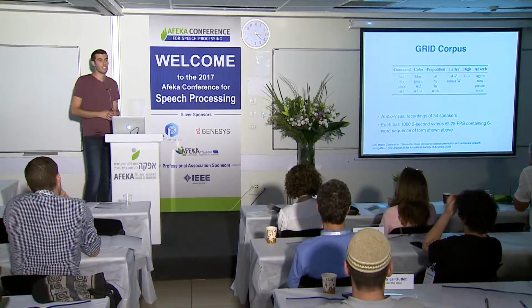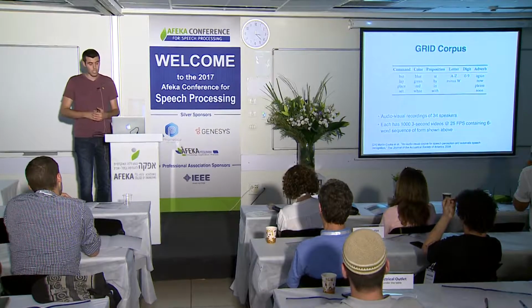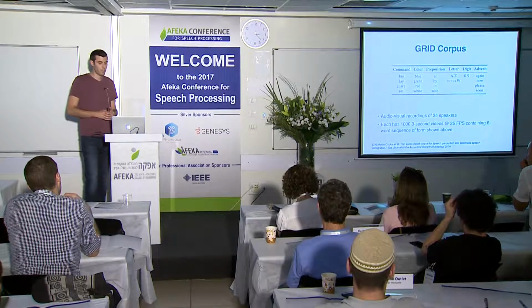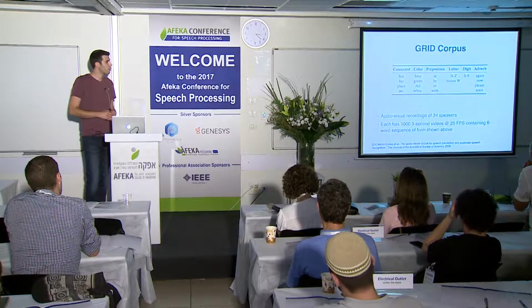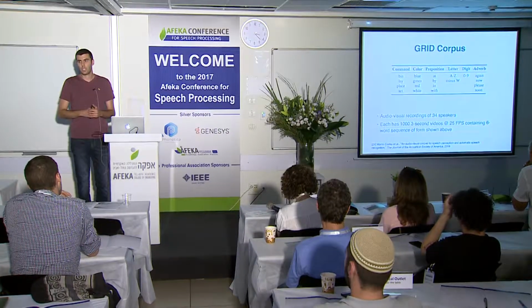The corpus consists of 34 speakers, and each one has 1,000 3-second videos. So like I said, 25 FPS, it gives us about 75,000 frames per speaker.